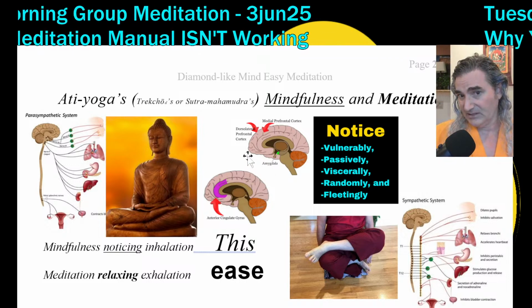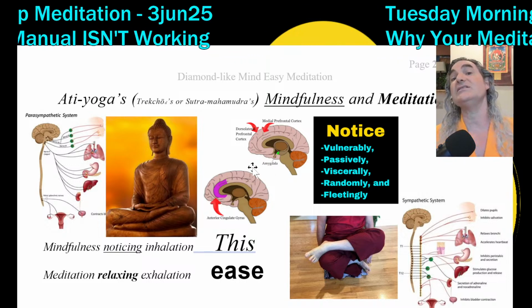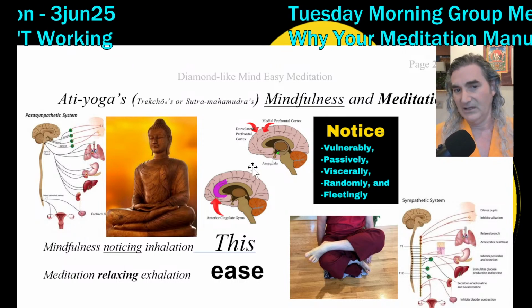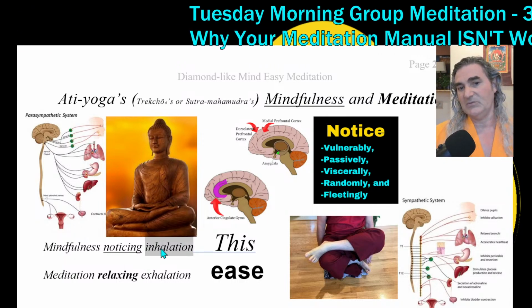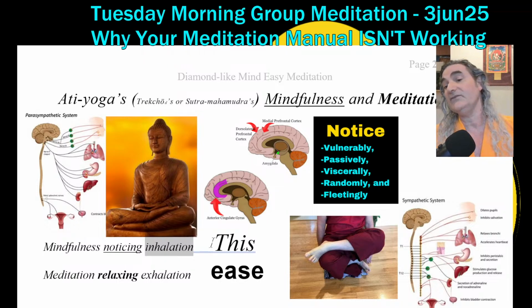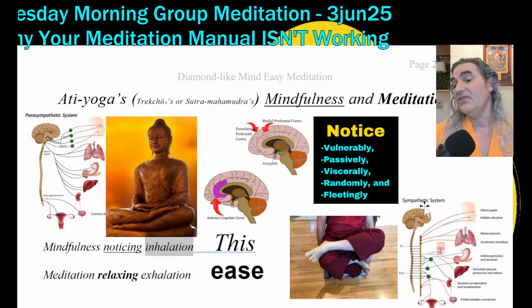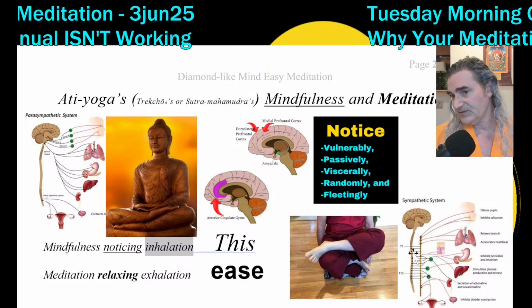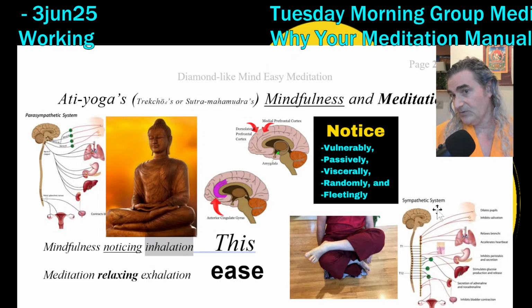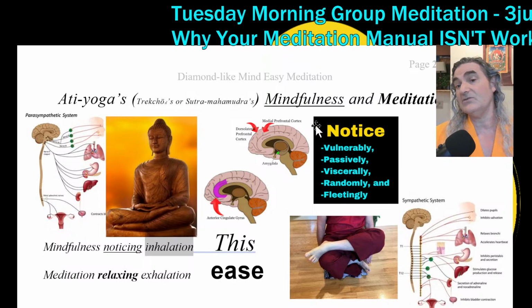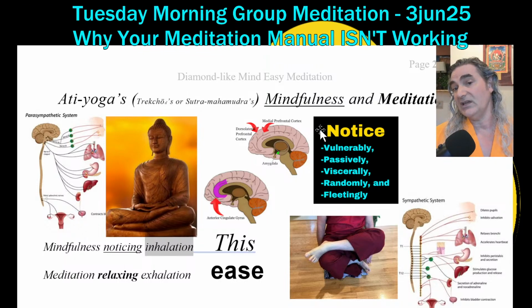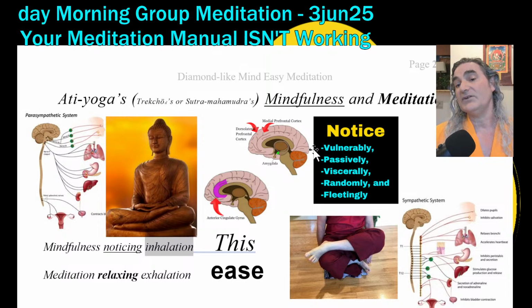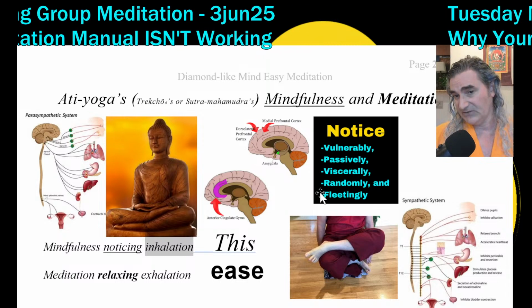Fortunately, neither the amygdala nor the prefrontal cortex nor the entirety of our central nervous system. Case in point, every time we inhale, we have evolved to automatically access the sympathetic nervous system ensconced within the middle third of our spinal cord. This bad boy has evolved to help us to notice in a very special way, to help us to notice vulnerably, passively, viscerally, randomly, and fleetingly.